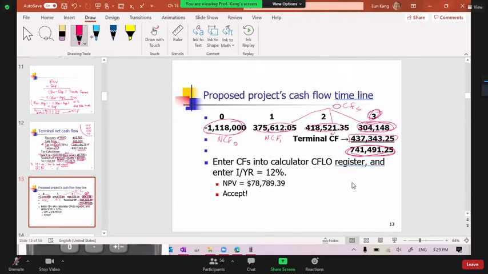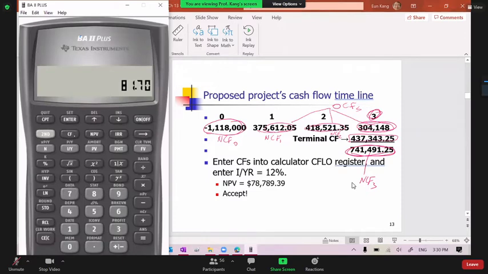This is net cash flow 2. But year 3, this is net cash flow 3. So all you have to do is just discount all those ones. But we have cash flows, right? Using our cash flow function, second clear TV, 1,118,000 is negative, right? Enter.